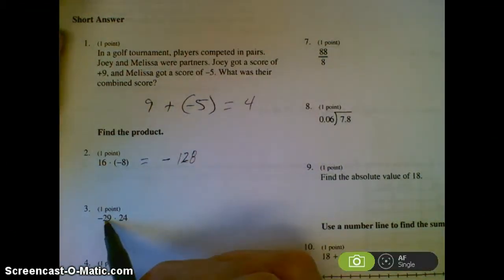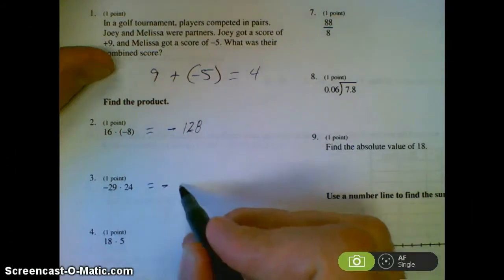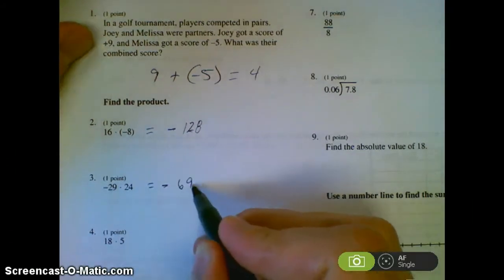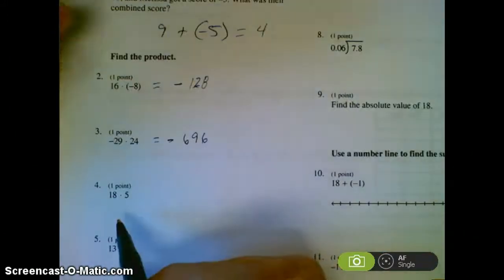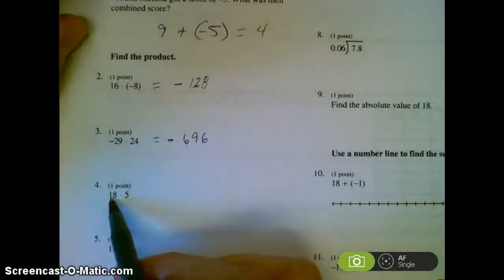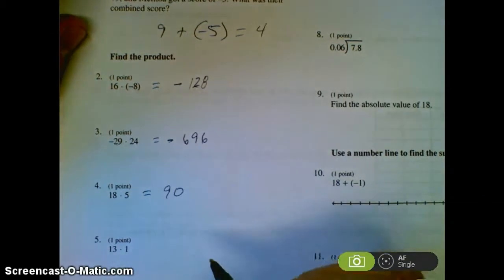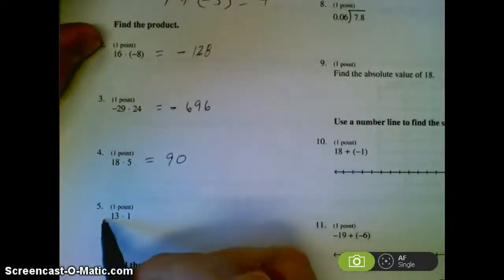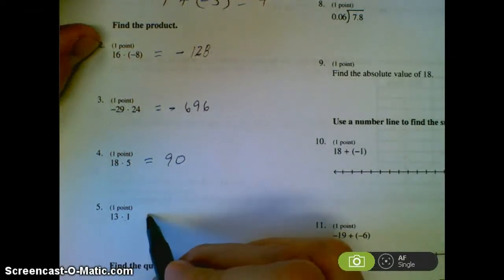Once again, negative 29 times 24, I know my answer is going to be negative, and those work out to a negative 696. Number 4, my answer is positive, since this is a positive times a positive. That's going to be positive 90, and boy, I really hope you didn't get number 5 wrong. 13 times 1. Anything times 1 is the number itself, so that's 13.